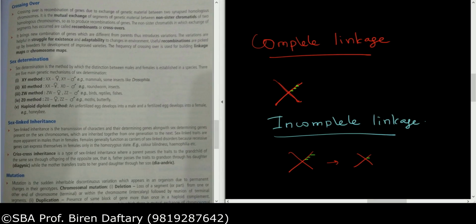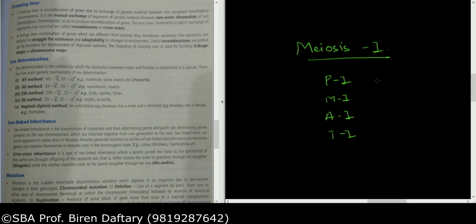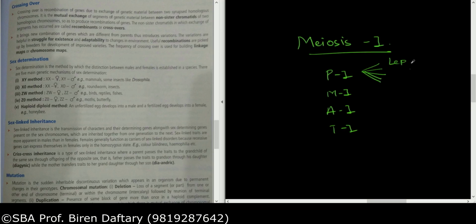It is very important to know when crossing over occurs. First of all, it occurs during meiosis 1. Meiosis 1 has 4 phases: prophase 1, metaphase 1, anaphase 1, and telophase 1. In prophase 1, as you know, there are different phases. The first one is leptotene, the second is zygotene, third is pachytene, fourth is diplotene, and the last one is diakinesis.